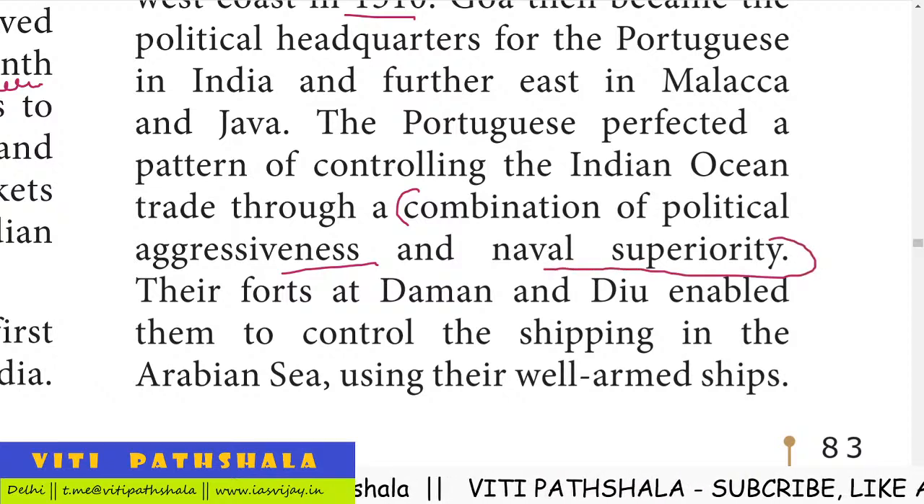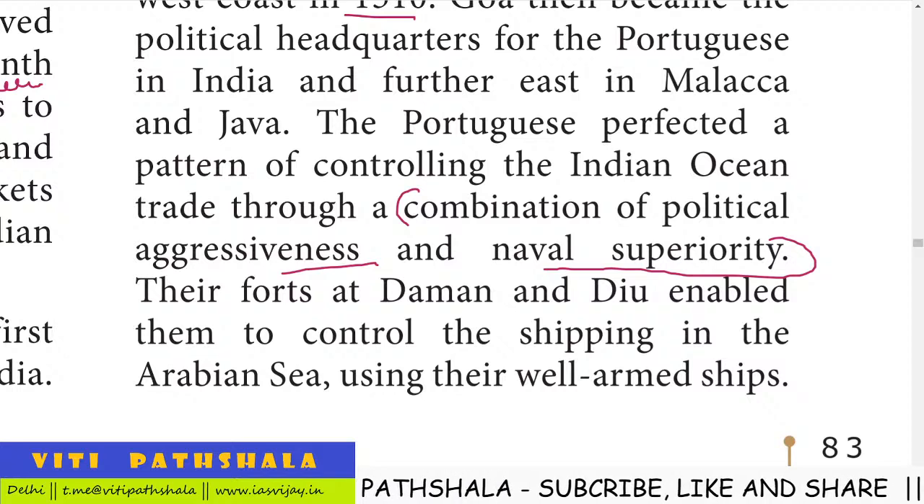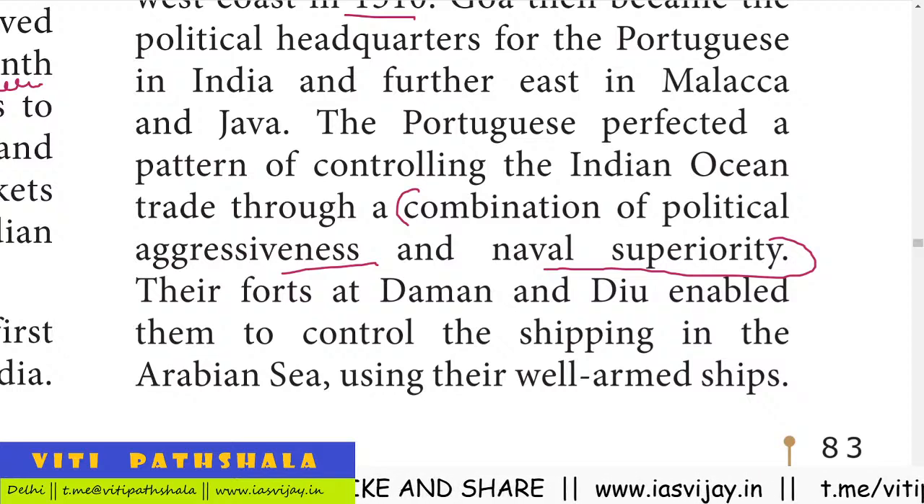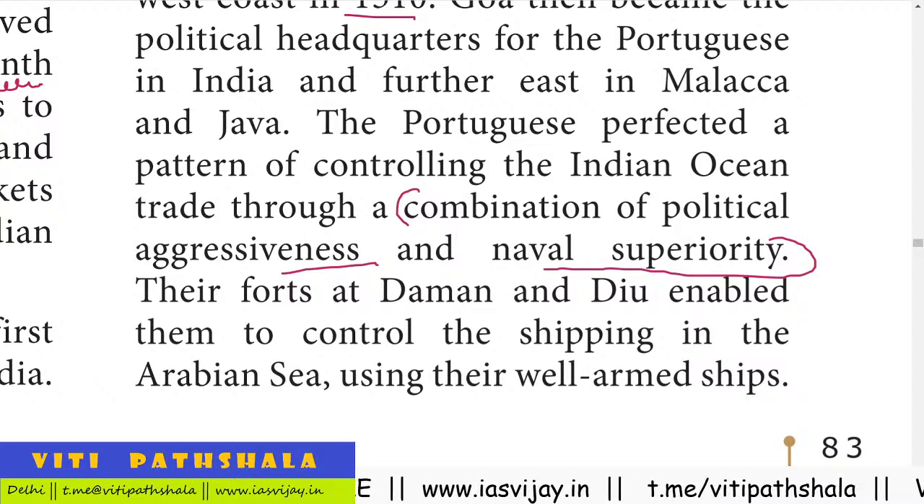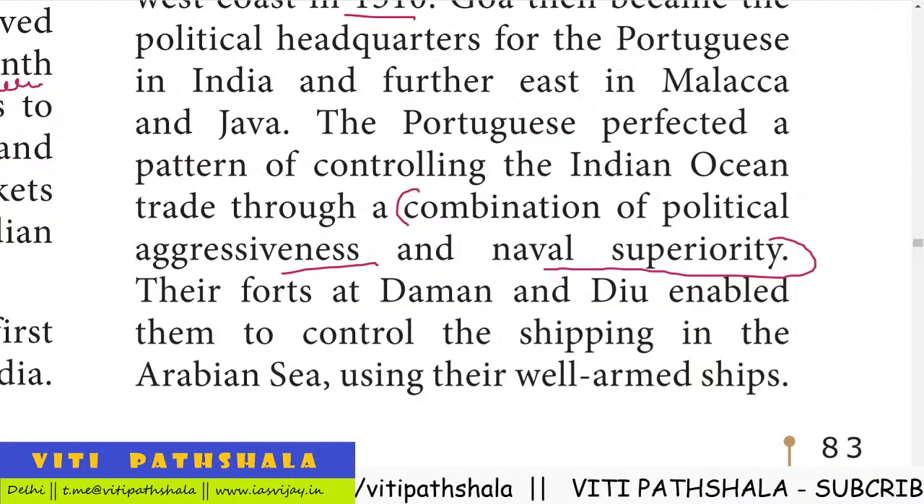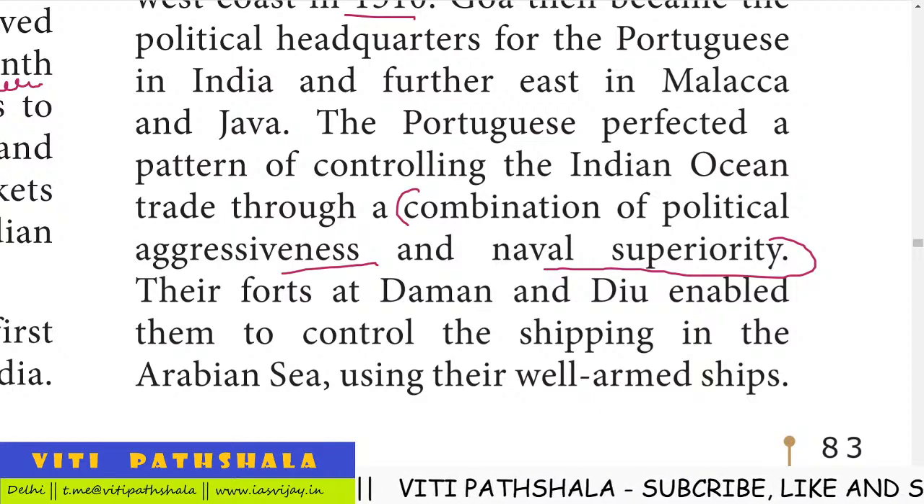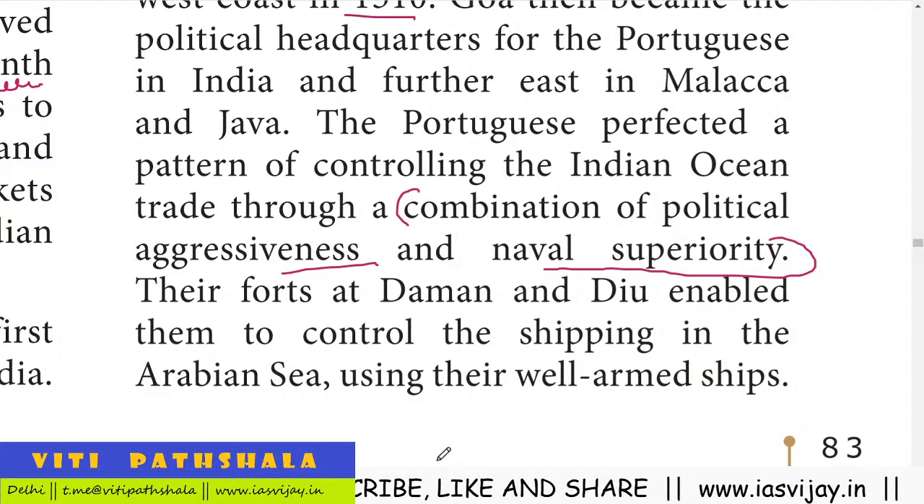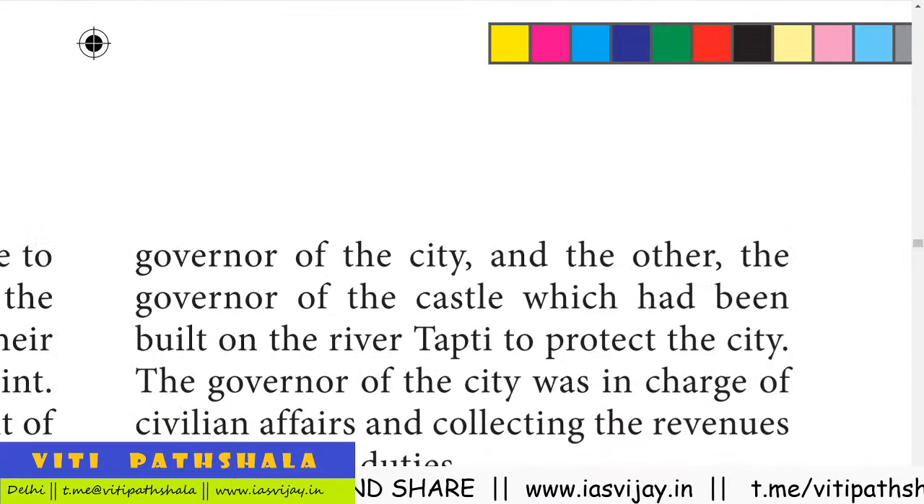Now, why did the Portuguese perfect control of the Indian trade? There were two reasons: the combination of political aggressiveness, and second, they were naval superior. Their forts at Daman and Diu enabled them to control the shipping in the Arabian Sea using their well-armed ships.